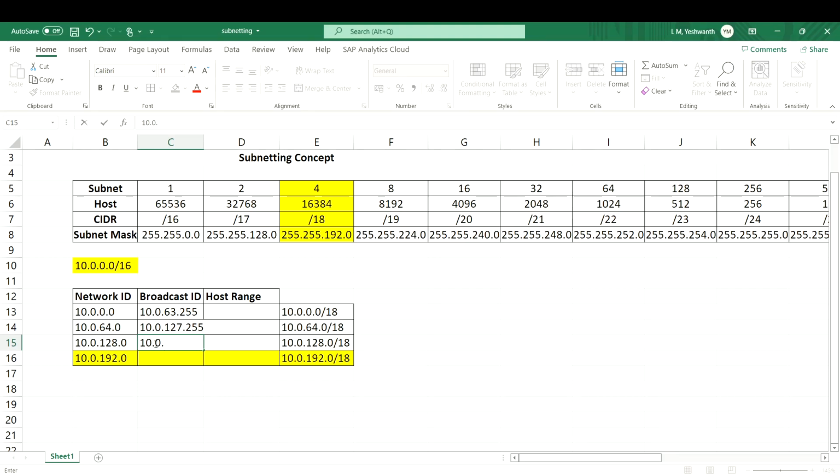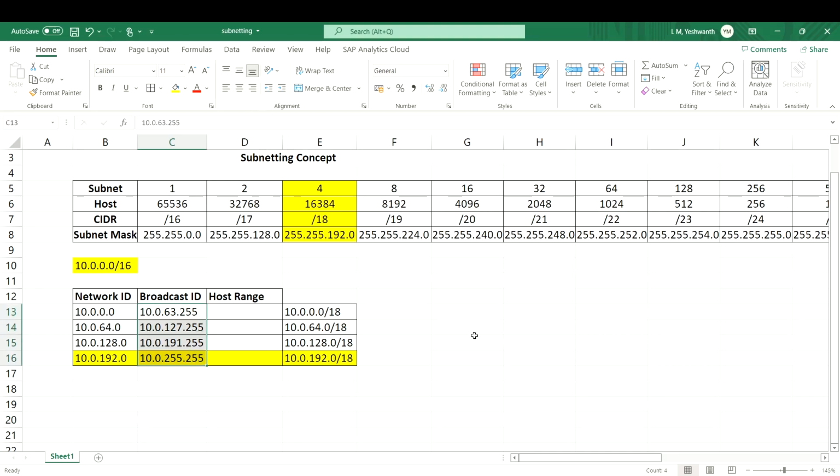10.0 dot, and 192 minus 1 is 191 dot, 0 replaced with 255. That's all. And the last one, you don't have anything here, but you already know the last IP address, right? So the last IP address would be 10.0 dot, so you have to type in 255.255. That is all, right? So this is how you calculate your broadcast IDs.